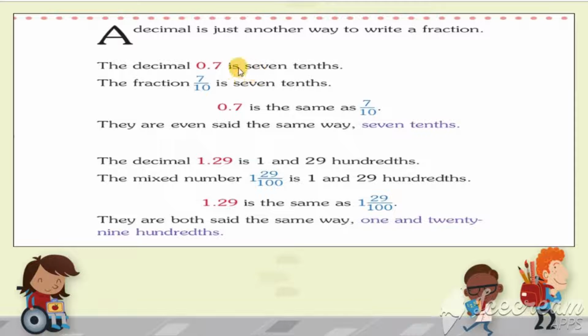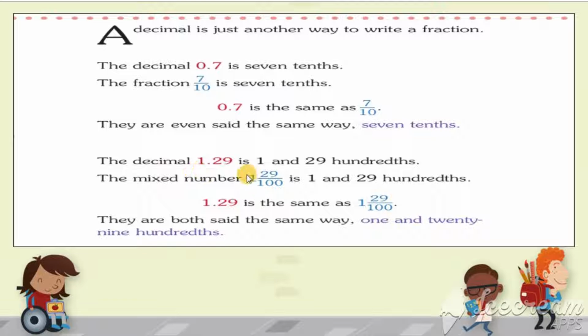What is the decimal? A decimal is another way to write the fraction. The decimal is this, 0.7. This is a way of representing decimals, okay? And the fraction 7 over 10, we call it 7 tenths. Okay, 0.7 is the same as 7 over 10.